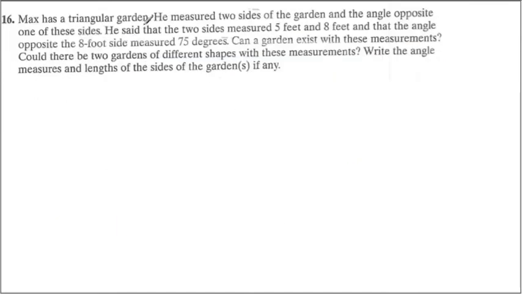Now, Max has a triangular garden. He measures two sides of the garden, and the angle opposite one of these sides. He said that the two sides measure 5 and 8, and then the angle opposite the 8 foot side is 75 degrees. So 8 and 75, they're paired up. Can a garden exist? And we need to figure out the measurement of each garden. Okay, so let's try to look into this one.